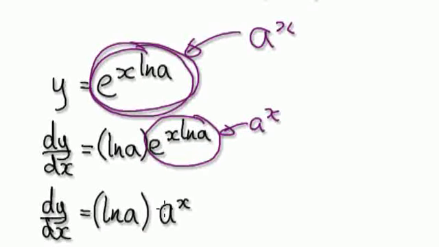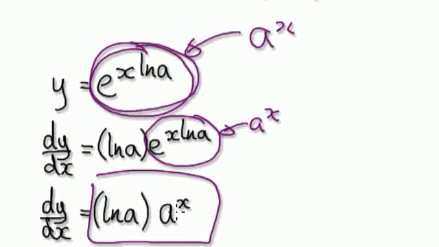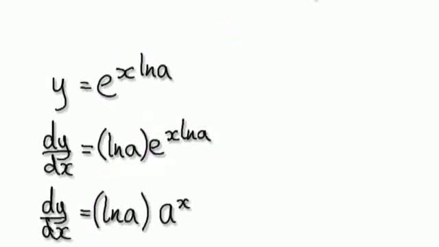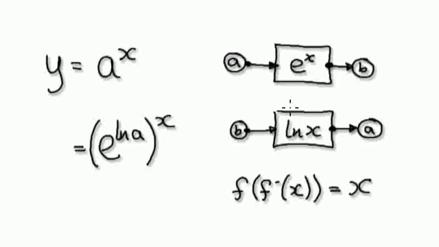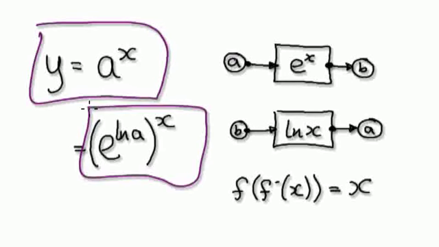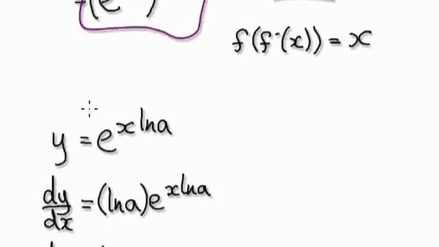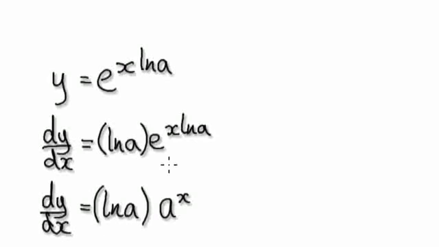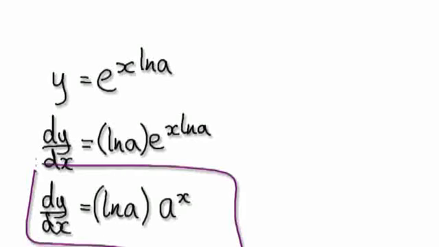So when you come to differentiate it, the overall answer will be the natural log of a times a to the power of x. Don't forget that this here is a to the power of x. So when you differentiate this, you will get this, and then that will give you this. So overall, dy by dx is the natural log of a times this thing.